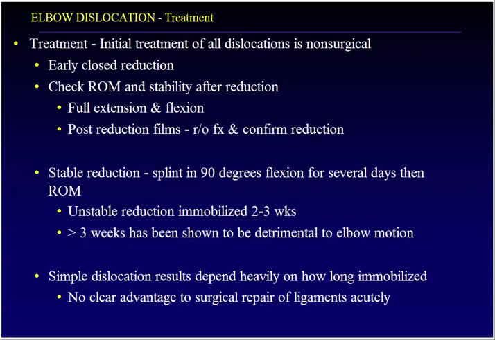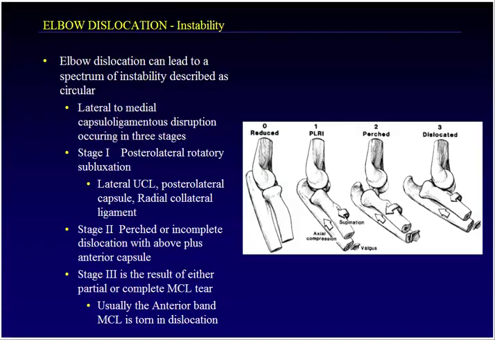If you immobilize them greater than 3 weeks, that has been shown to be detrimental to long-term functional outcomes, with increased risk of significant elbow stiffness. So simple dislocation results depend heavily on how long they're immobilized. Again, with the adult elbow, it's almost never indicated to immobilize it greater than 2 weeks, and that's something you want to remember. And there's no clear advantage to surgical repair of either the medial or lateral ligaments acutely in simple dislocations.